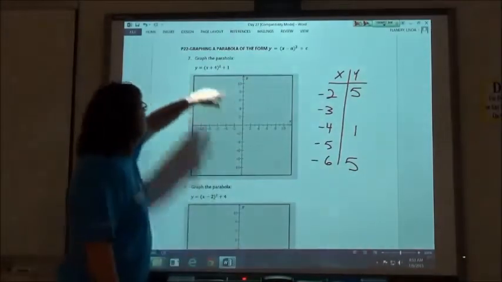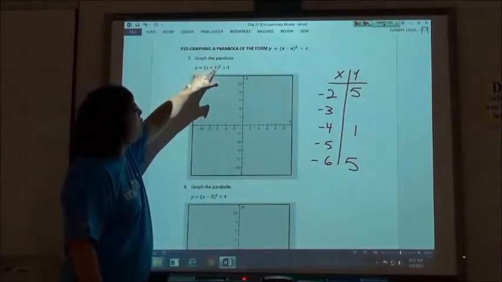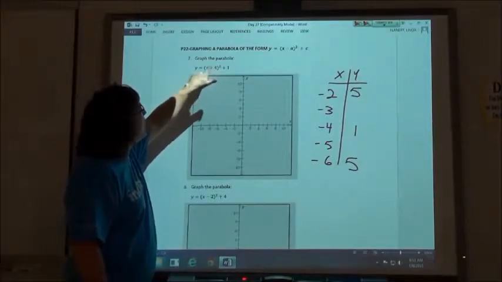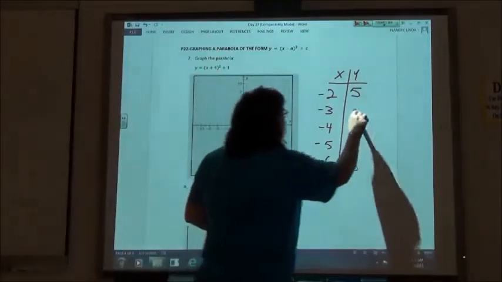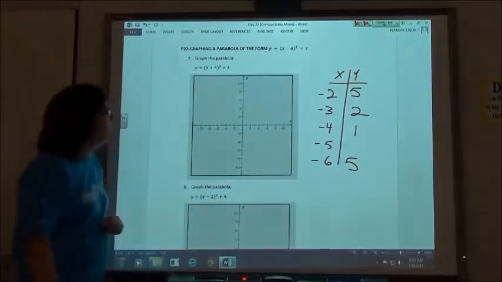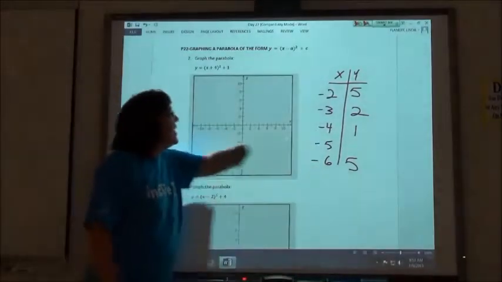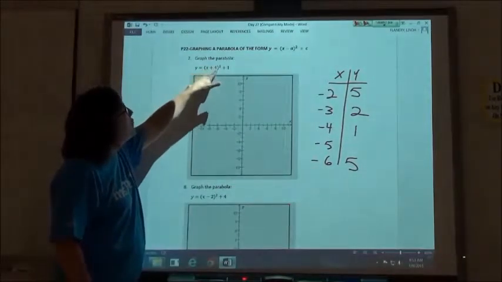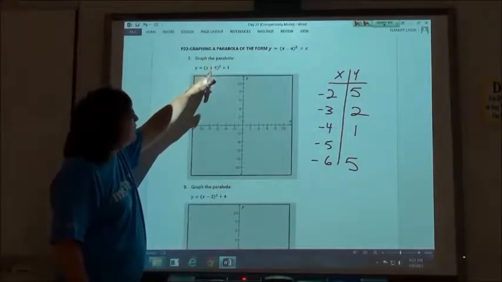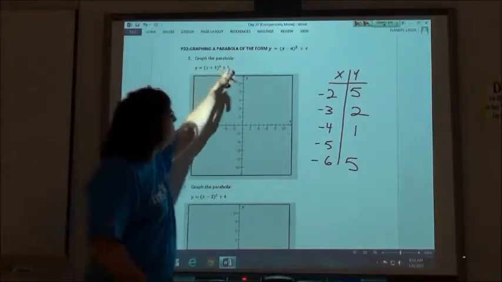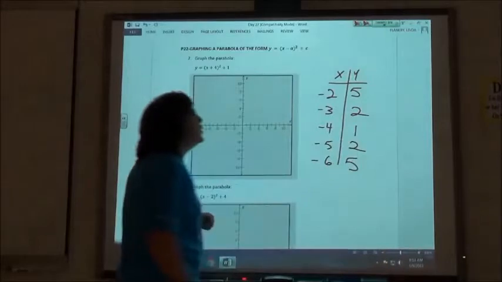On my negative 3, plus 4 is 1. 1 squared stays 1, and 1 plus the 1 on the end would give me 2. Should get the same answer for the negative 5. Negative 5 plus 4 is negative 1. Negative 1 squared is a positive 1, and 1 plus 1 is 2.